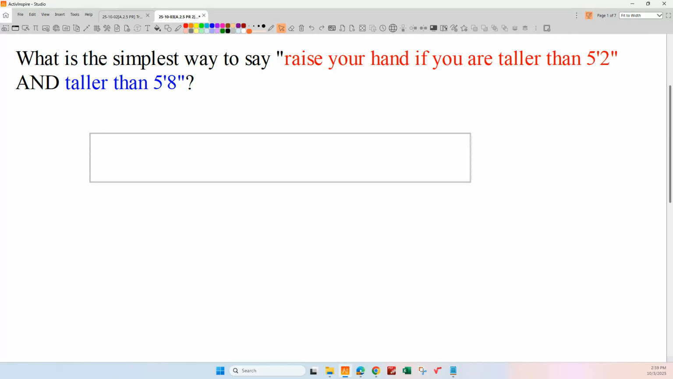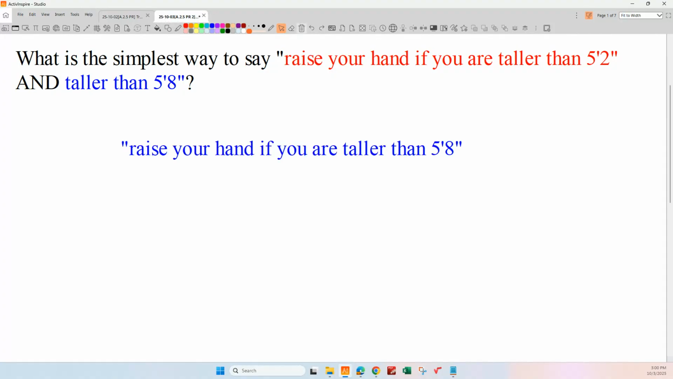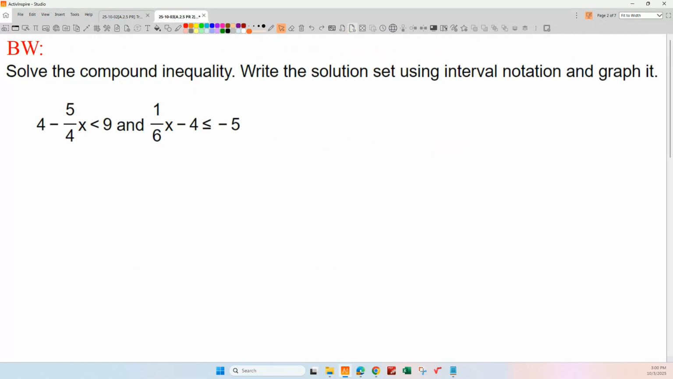The only heights that are going to be bigger than both 5'2" and 5'8" are heights that are taller than 5 feet 8. So that's all we have to do. That's going to be the solution. That one statement will cause the same people to raise their hand as that complicated statement did in the beginning. Everybody see that? Because the and is included, only the people taller than 5'8" would end up raising their hands. So we could just make that one statement. Okay? So that's similar to something like this guy.